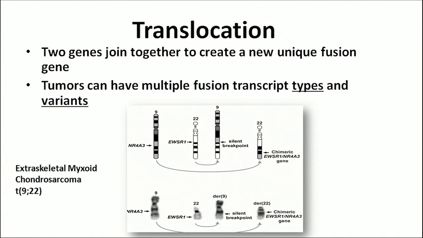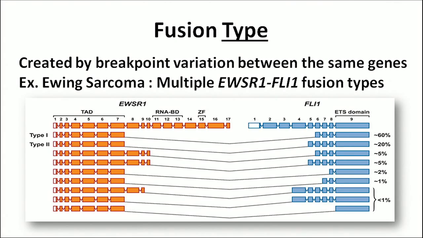In some cases, the transformation can be performed solely from having this single fusion gene there, and other times other helpers are needed. Tumors can have multiple fusion transcript types and variants, and I want to define those quickly. A fusion type means a different way that two genes can be recombined, so different ways to shuffle the exons. The example here is in Ewing's, where there are lots of different ways that you can reshuffle the exons of EWSR1 and FLI1, and each of these is called a different type.